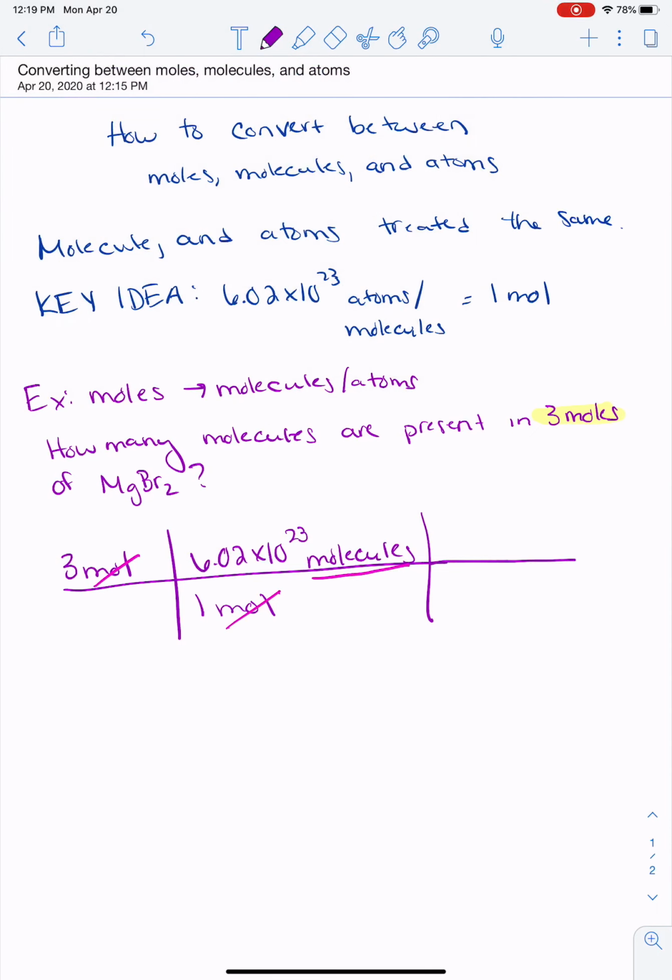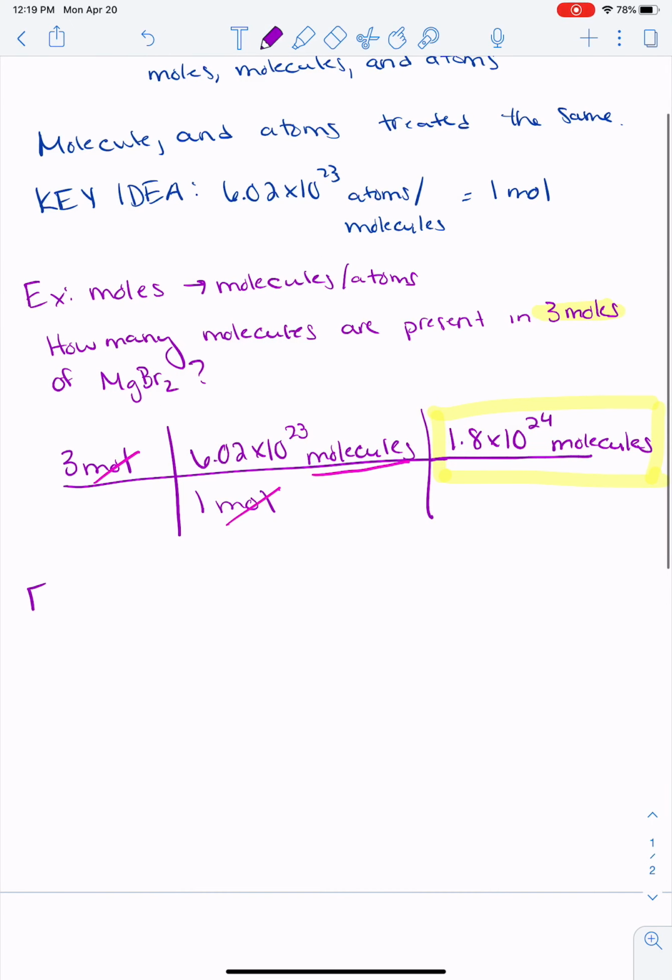So I would just put this in my calculator. I would do 3 times parentheses 6.02 times 10 to the 23rd, close parentheses. And I would end up getting 1.8 times 10 to the 24th molecules. And that would be our final answer. Pretty simple. Let's do one more example in the other direction.